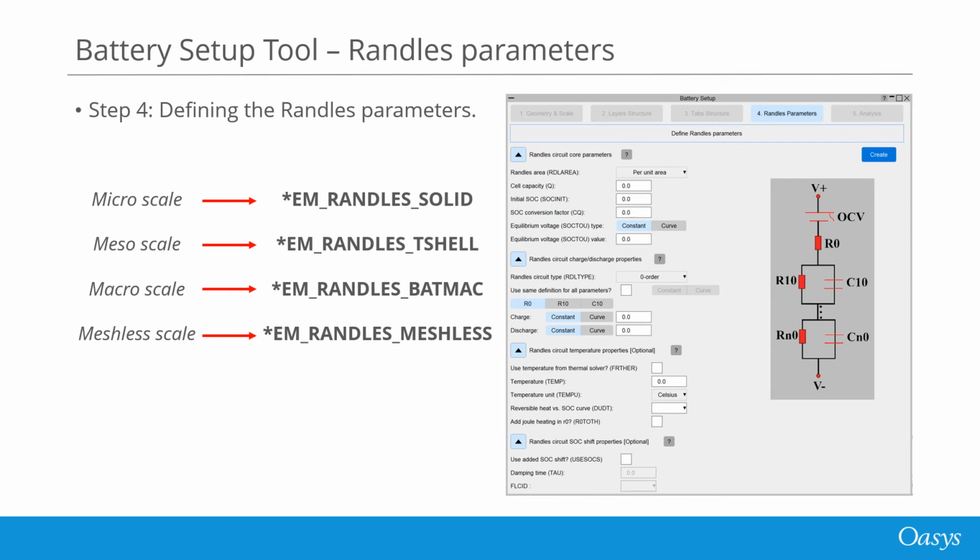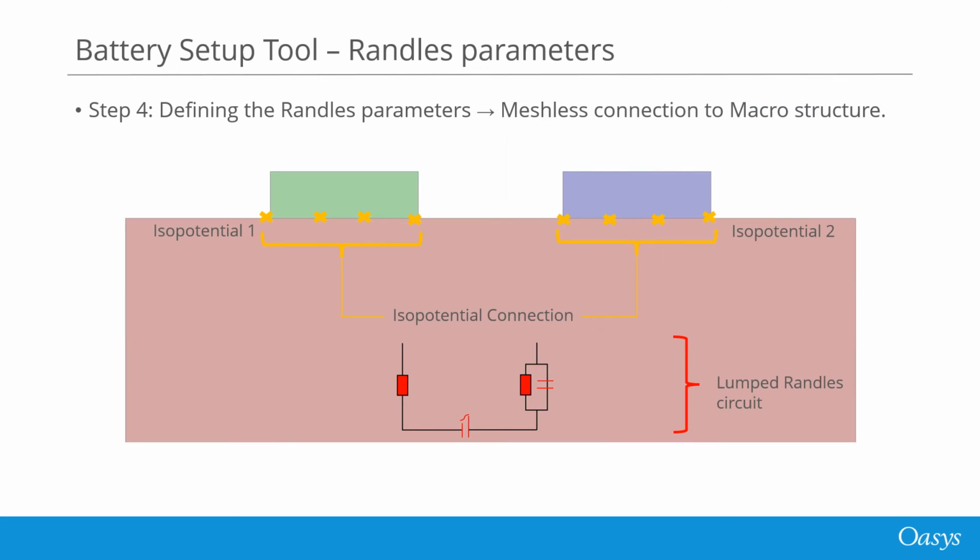The next step involves generating the relevant EM Randles keyword to model the battery internal Randles circuits. Primer will automatically set the fields defining the cell structure parts or part sets created during previous stages, but all other fields will need to be provided in this panel. If in meshless connected to macrostructure mode, for each unit cell, 2 EM isopotential instances will be generated containing the tab nodes overlapping with the cell, and the 2 EM isopotentials will be connected through an EM isopotential connect, referencing the associated EM Randles meshless entry.